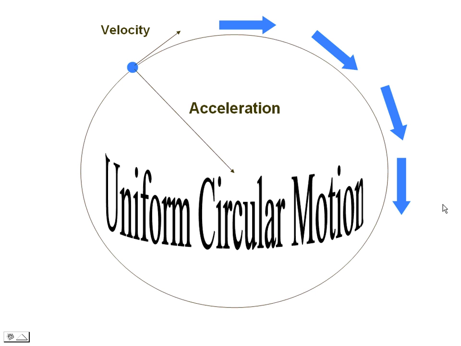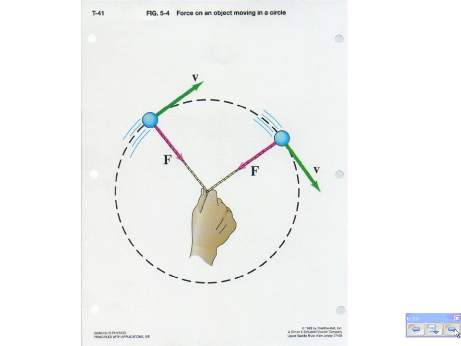The acceleration will always be towards the center of the circle, and the velocity will be perpendicular to that force, that acceleration. So the velocity is tangential to the circle. A tangent is just a straight line that touches the circle at that point, and that is the direction of the velocity. Tangential to the circle, perpendicular to the force of the acceleration. There's a better picture of it.